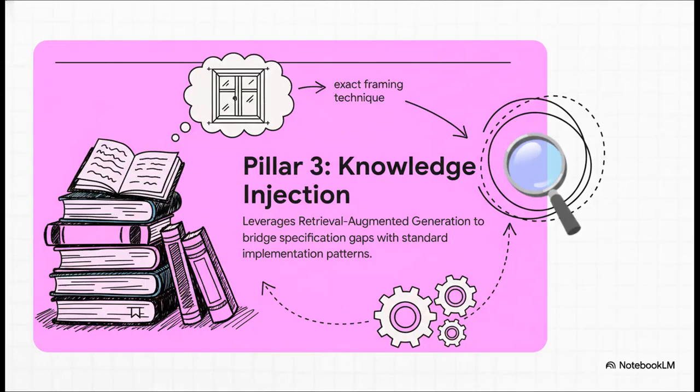Next up, pillar 3 is knowledge injection, or as I call it, the expert's bookshelf. You know how sometimes the blueprint will say something generic like, implement a secure login, but it doesn't specify the exact hashing algorithm? A good human architect grabs an engineering manual to look up the current best practice. DeepCode does the same thing. When the blueprint is a little vague, it intelligently pulls in standard patterns from a knowledge base of high-quality code.